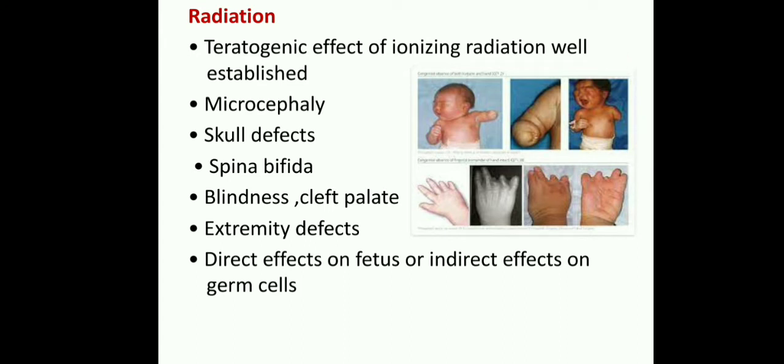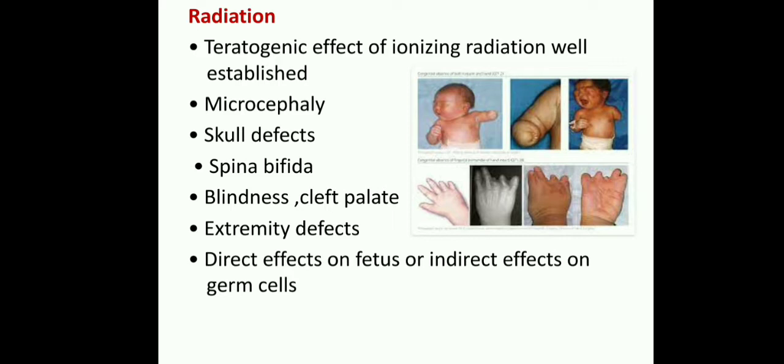And next one is radiation. When the mother is exposed to radiation, what are the defects, what are the congenital malformations in the womb? Okay, we will discuss now. Because of radiation, the teratogenic effects of ionizing radiation are well established. That time the baby is suffering with microcephaly. Micro, as I already explained, means a small brain or small head compared to the body, and then skull defects are there.